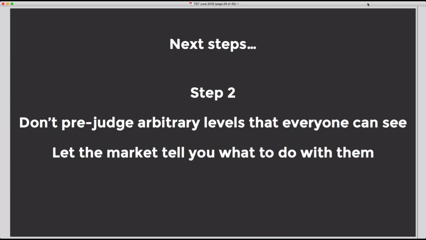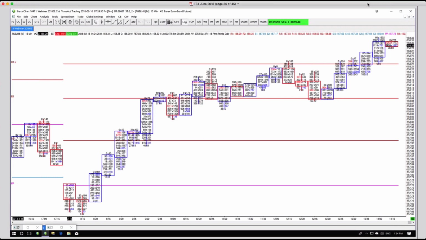Next step, don't prejudge the arbitrary levels that everyone in the market can see. Let the market tell you what to do with them. So what I mean here are the horizontal lines that we draw on charts. You'll notice that in the examples I've given, we have just got the regular trading hours high and low. I just want to see where I am in the day. I haven't got a POC, I haven't got a VWAP, I don't have pivot points, which we see here. All I want is a sense of, am I high or low for the day?